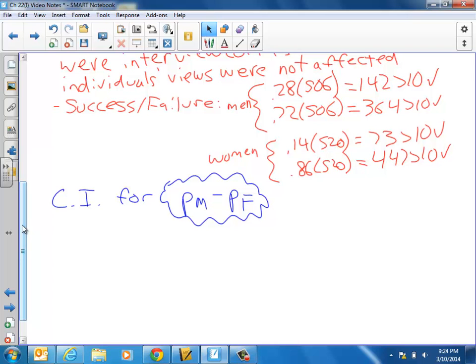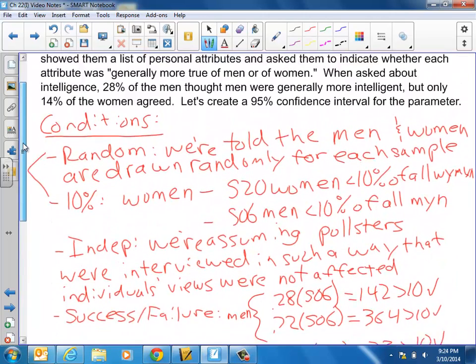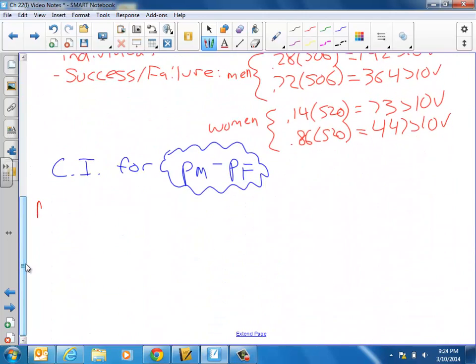All right, so let's go ahead and build this. We wrote conditions here. Let's write mechanics below.